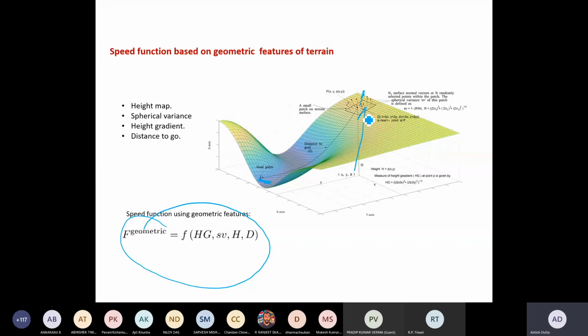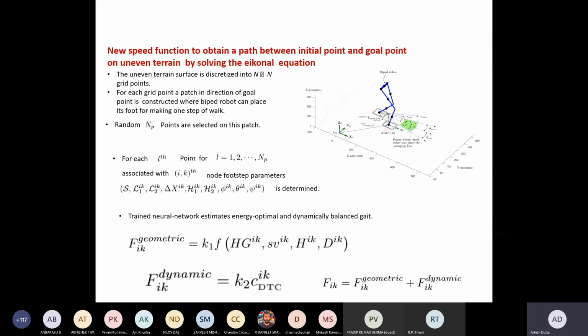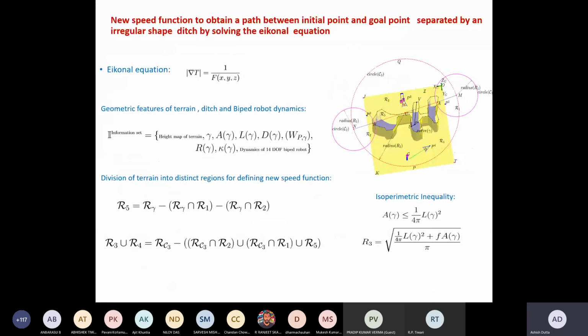So by looking at that, we are making a speed function basically, which is saying that whichever direction the wave can go the fastest, it will go in that direction. It will not go towards the high region, or it will not go towards the obstacle region. Okay. So very briefly, this is what we have done by incorporating the biped dynamics along with the terrain geometry, and then we solved the wave propagation equation.